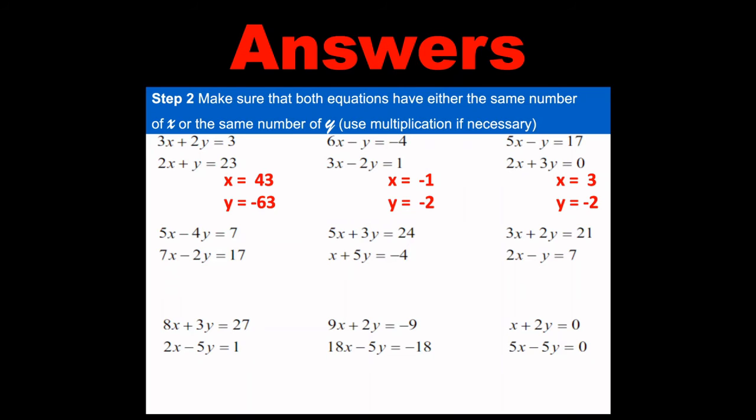For the fourth question, we could get the y's the same by multiplying the second equation by 2. If you've done that, you managed to eliminate the y's and you'll have worked out that x is 3 and y is 2. For question 5, you should be able to get the same coefficient for the x's by multiplying the second equation by 5. Once you got the same number of x's, we can eliminate the x's, and you should have found that y is -2. And using y is equal to -2, you should have found that x is equal to 6.